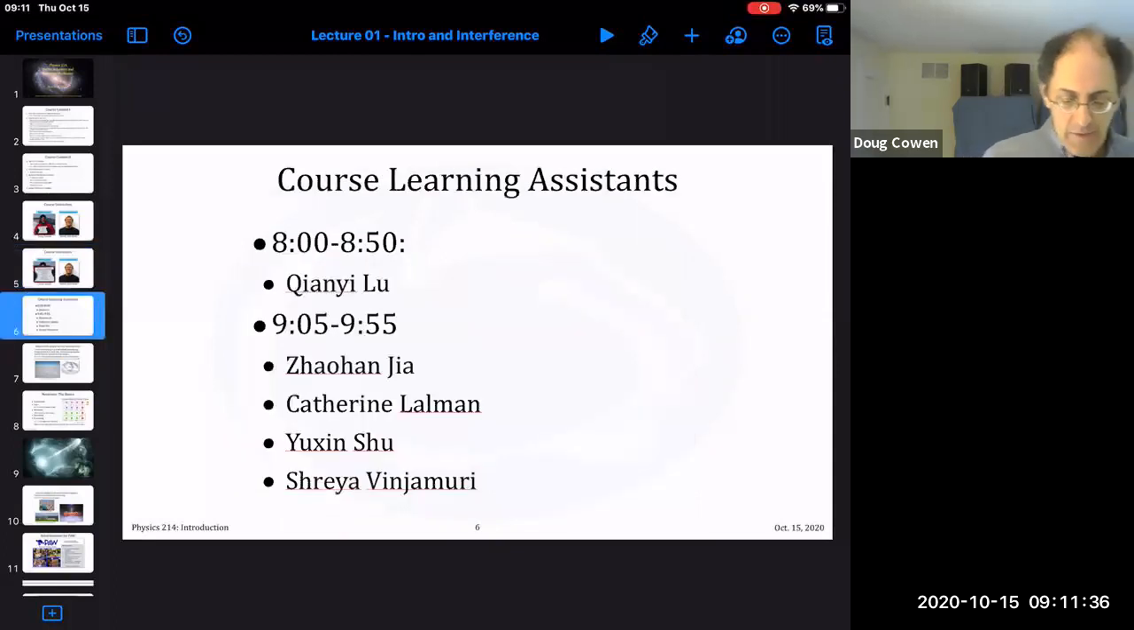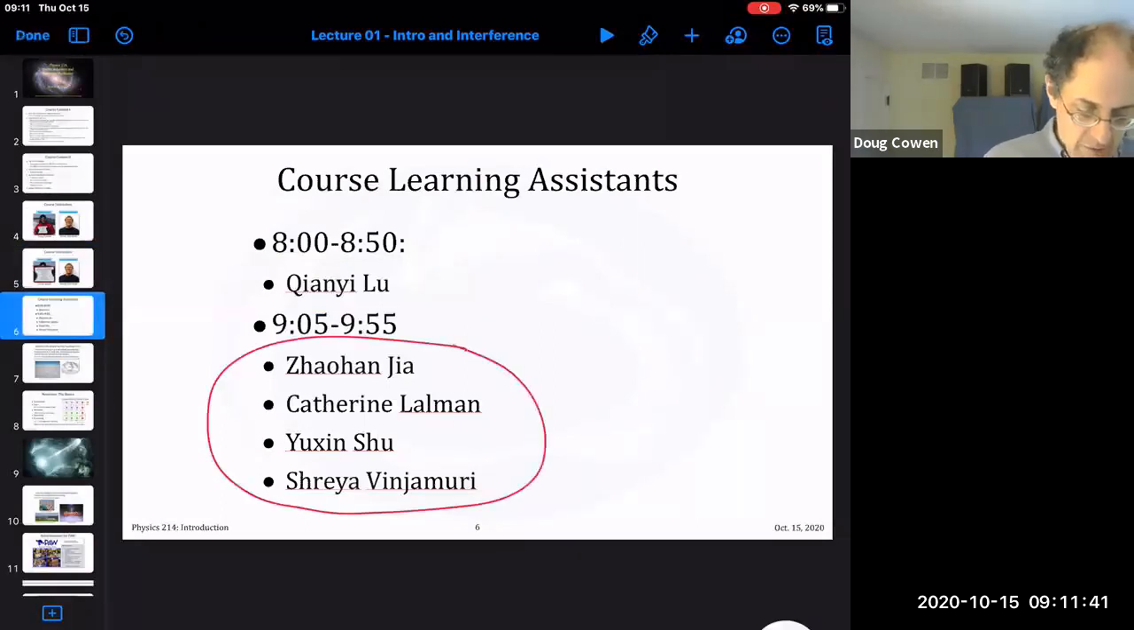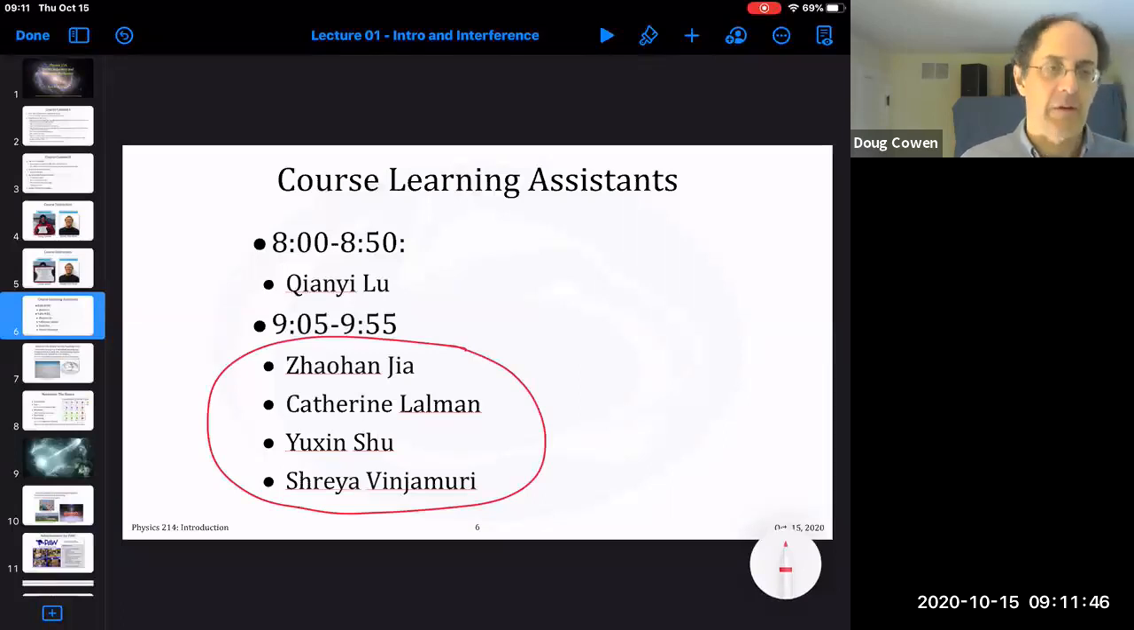There will be learning assistants in this class. There will be 4 learning assistants helping us in this section of Physics 214. They're listed here. The learning assistants are undergraduates who have volunteered to help with understanding the material, and in particular during class. So they may answer your questions in the chat, and they will also be in breakout rooms whenever we make those breakout rooms, and they'll be there to help answer questions as well.